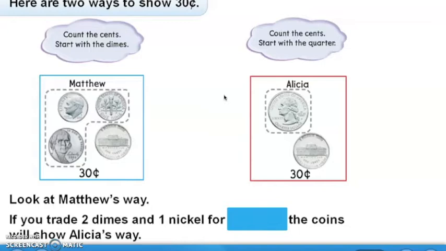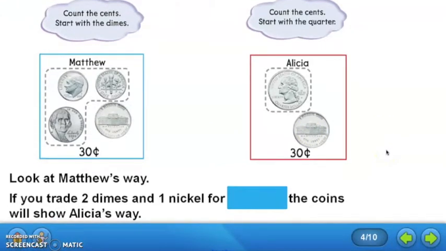Now Alicia, if you remember from the last video, did hers a little bit differently than Matthew, and she did the same thing again here. For this one, Alicia used a quarter, which is 25 cents. From there, she knew that all she needed was 5 more cents to make 30 cents, so she added 1 nickel. So a quarter, which is 25, add a nickel, which is 5, and you also get 30 cents. So both Matthew and Alicia show 2 different ways to make 30 cents.